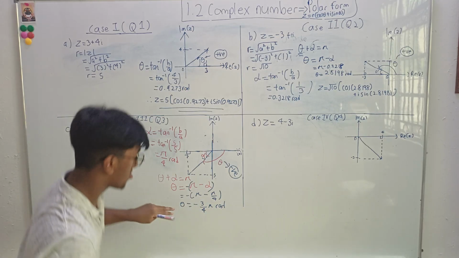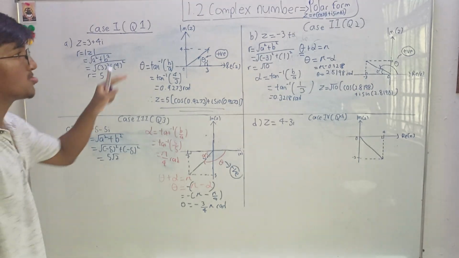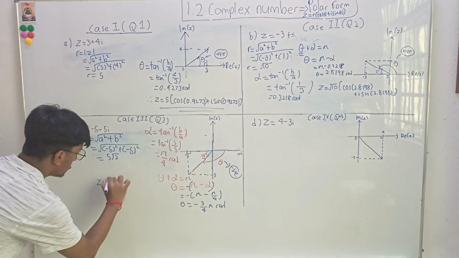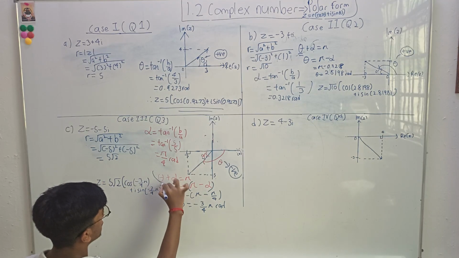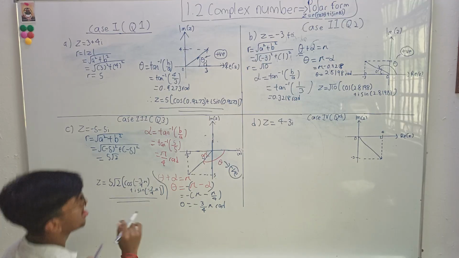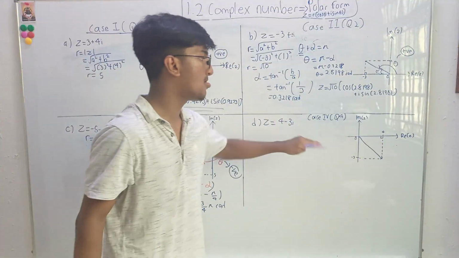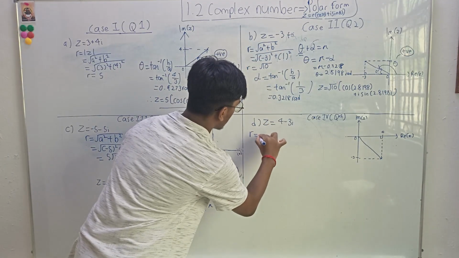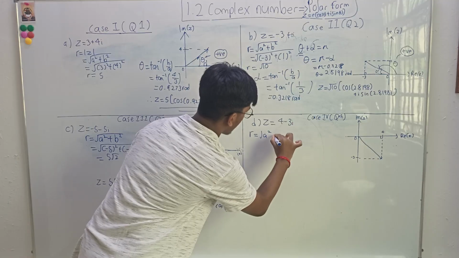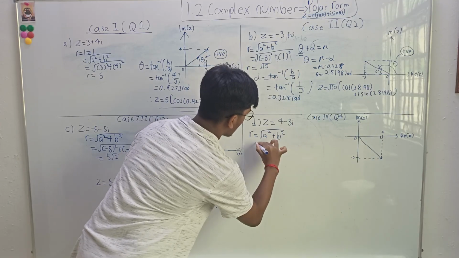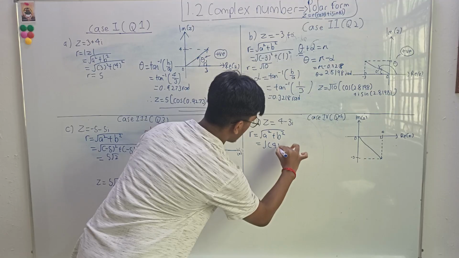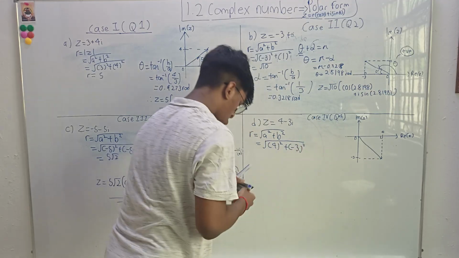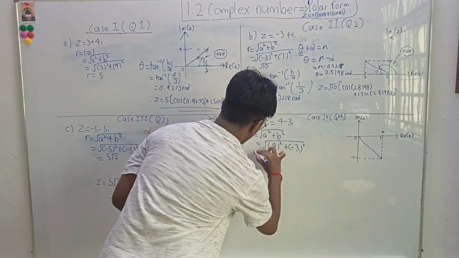So after finding your theta and your r, you can write your polar form, z equals r times cos theta plus i sin theta. This is my polar form. And the last one we do is quadrant 4. So as usual, find your r. My r is the square root of a squared plus b squared. My a is 4, my b is negative 3. So you will get 5 also.